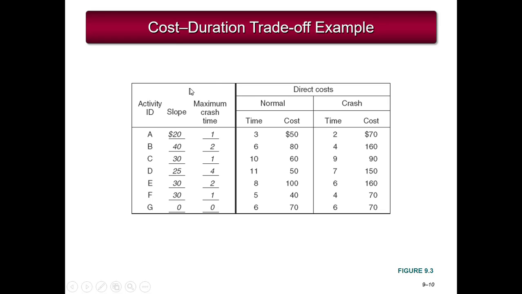This is an example of a cost duration trade-off table. It shows the activity ID, the slope, which is calculated by crash cost minus the normal cost over the normal time minus the crash time. So that's what that slope number represents. This is showing the maximum crash time, which is simply the normal time minus the crash time.